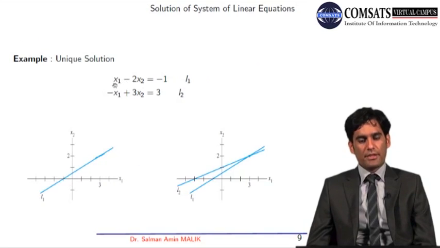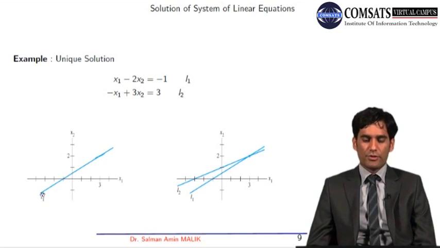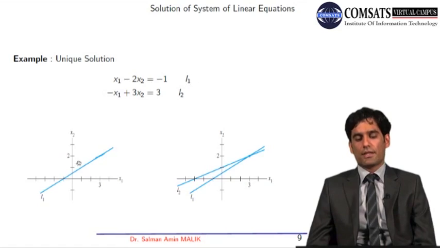Another point is obtained by taking x1 equals 0. Whenever x1 equals 0, we have x2 equals 1/2, which is this point, and we can easily join these 2 points and get the straight line, which is the graph of this equation L1. This is L1. Similarly, we plot L2 and we see that these 2 lines L1 and L2 intersect at a point. This is what we call the solution of the system of linear equations.